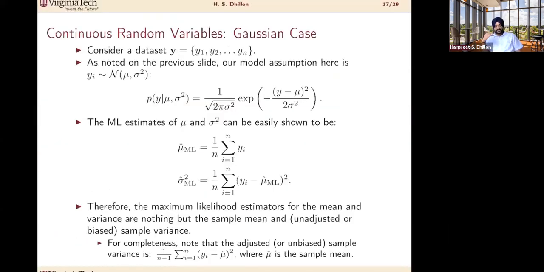I'm not going to work this out for you, but this is a good exercise for those of you who have not gone through the estimation theory courses yet, to actually derive the ML estimates in this case. Fairly straightforward to do. And one can show that the ML estimate for the mean is nothing but the sample mean, and the ML estimate for the variance is just the unadjusted sample variance.